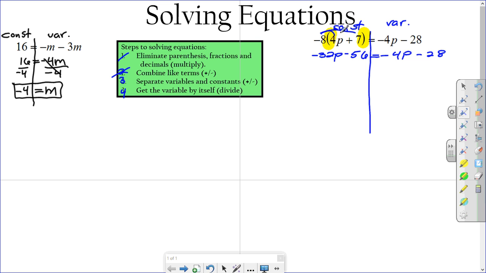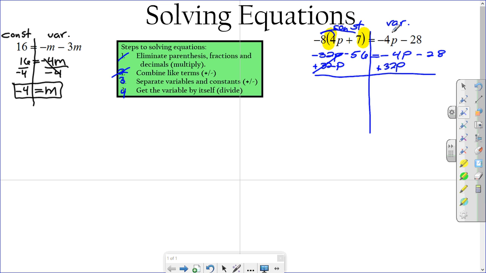Constant means numbers only. I want both of these to be numbers only. This is okay because it's numbers only. This is not numbers only, so get rid of it. Now to get rid of it, you need to add or subtract. So I'm going to do plus 32p. And then when you do it to one side, you must do it to the other. Put it with the other letter, that is plus 32p. Now, these will cancel.